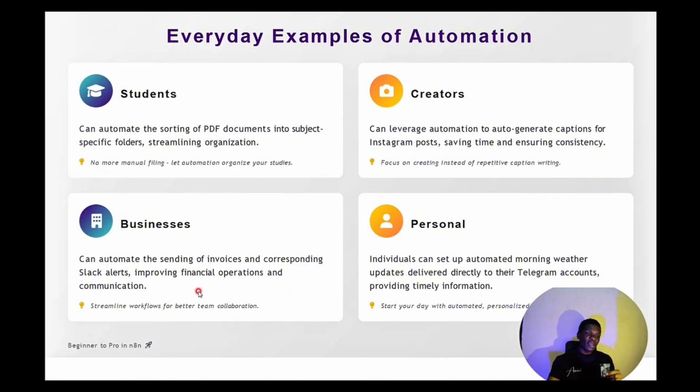The next is businesses. Businesses can automate the sending of invoices and corresponding Slack alerts, improving financial operations and communication. There are several ways businesses can use automation. Imagine a restaurant where a customer makes an order, then the chef is immediately alerted, and also a confirmation SMS is sent back to the customer telling him that his food is being processed.